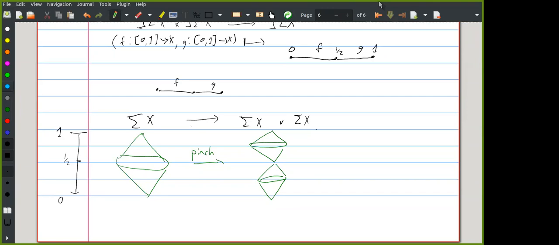One way to say this is that the suspension of X is S1 smash X, and S1 is a co-group object, and then you just keep those diagrams on S1, basically. Yeah, that's probably a much nicer way to say it, actually. So we have this co-group structure on S1, which comes from a similar sort of pinch map, and then we just need to know that the smash product distributes over the wedge sum. Yeah, so that's great.